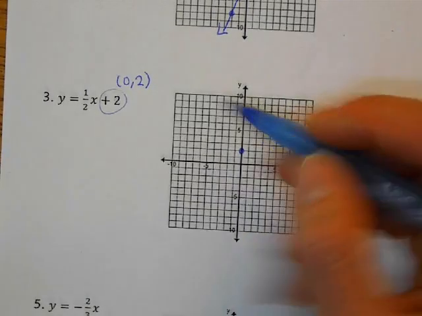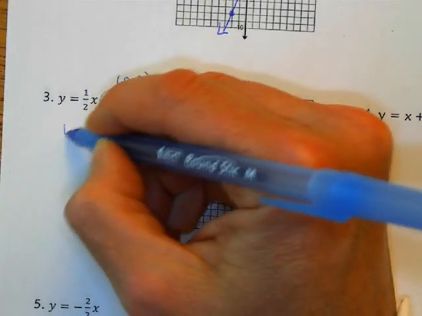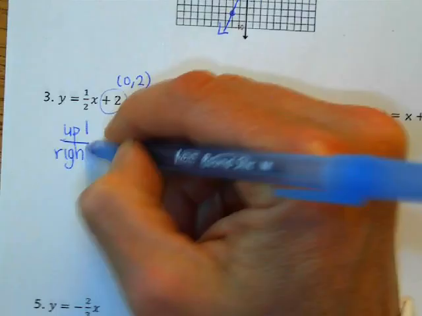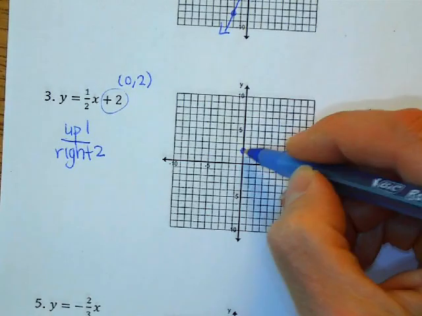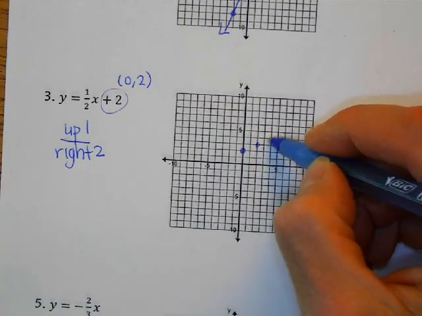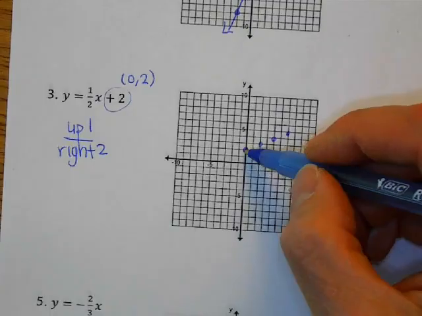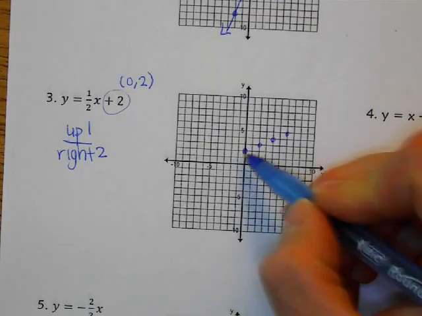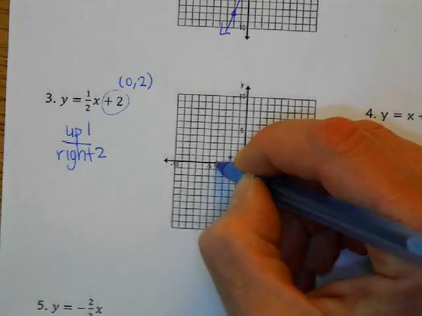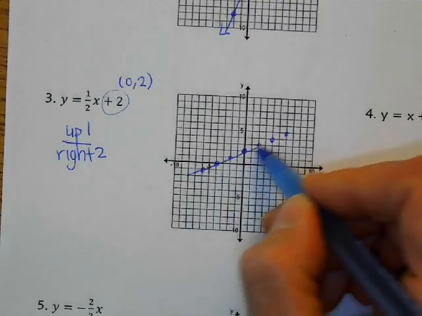And then this time for our slope, we have a 1 on the top, so that means we go up 1 because it's positive. This time to the right 2. So from our dot, go up 1 to the right 2. And then we can go backwards as well. Down 1, back 2, down 1, back 2, down 1, back 2.